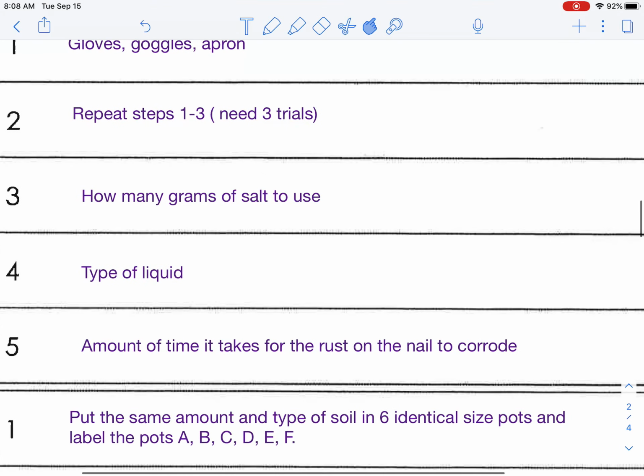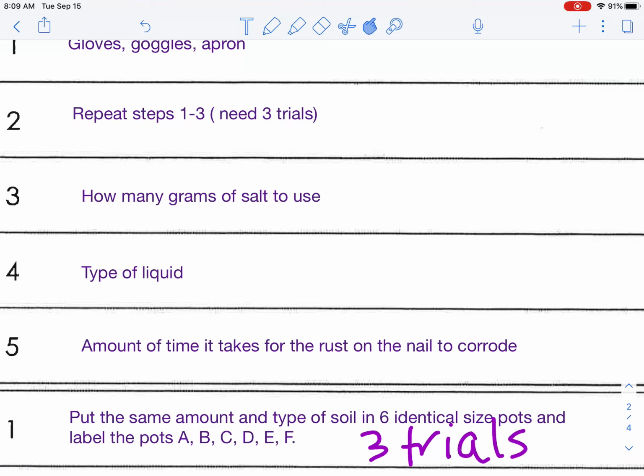So we know that with any type of planting, we've got to start with all the basic things. So we're going to put the same amount and type of soil in 6 identical size pots and label the pots A, B, C, D, E, and F. And what this allows us to do, guys, is to do our 3 trials all at once.